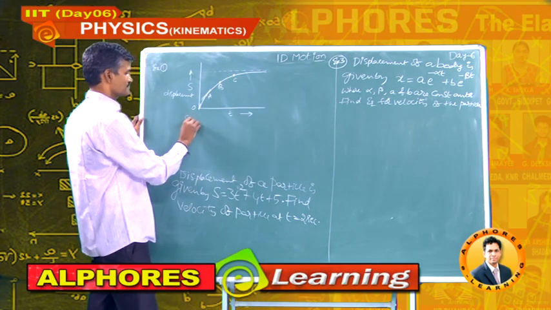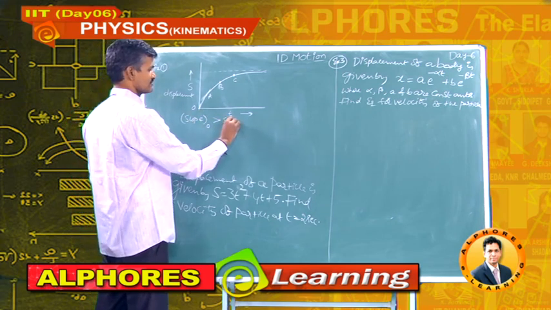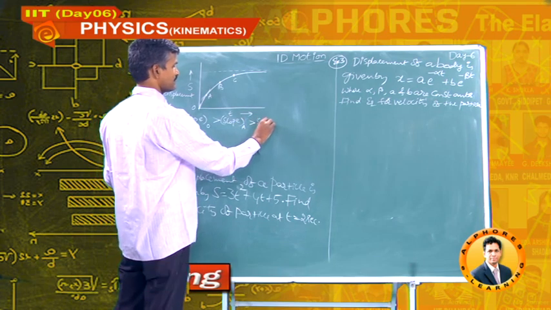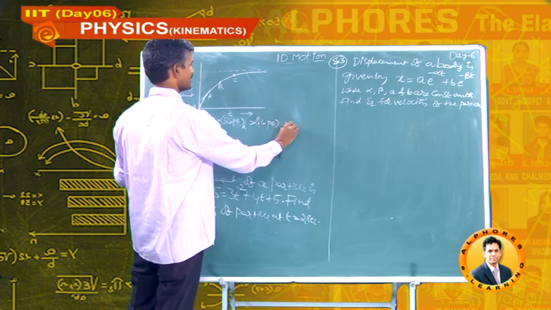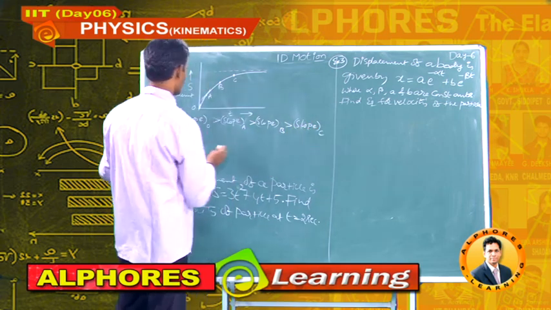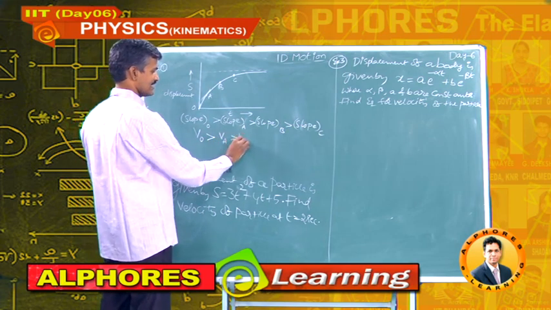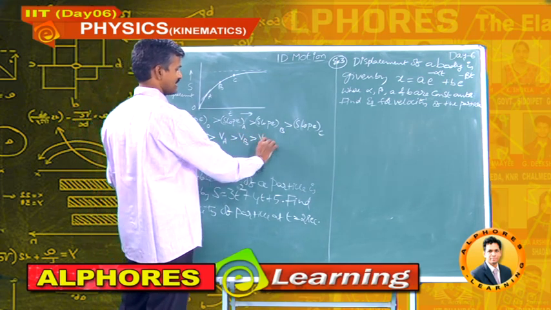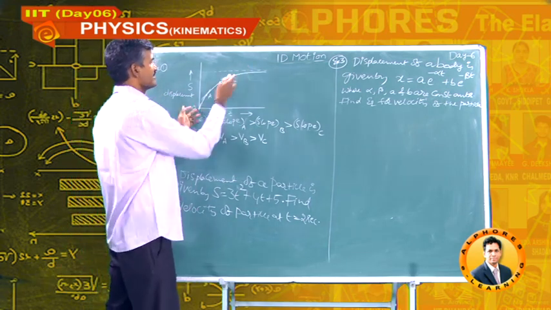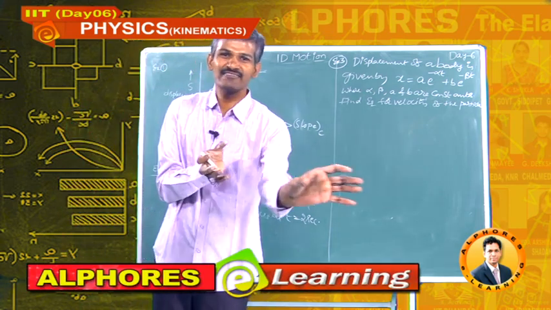So, the slope at O is greater than the slope at A, which is greater than the slope at B, which is greater than the slope at C. So, velocity at O is greater than velocity at A, greater than velocity at B, greater than velocity at C. As you move from the origin to some other point, its velocity gradually decreases. So, the body moves with a decreasing velocity.